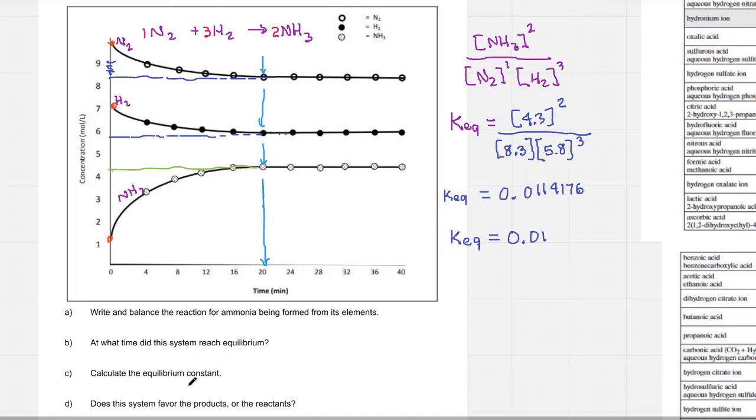Does this system favor the products or the reactants? You can't really eyeball that off of these curves, or at least I can't. I've never been good at it, but good news, you don't need to. Just look at your K. Do you remember the rule? If K is big, as in bigger than 1, then your system favors the right side or favors the products. And in this case, where your K is smaller than 1, your system favors the reactants or the left side.